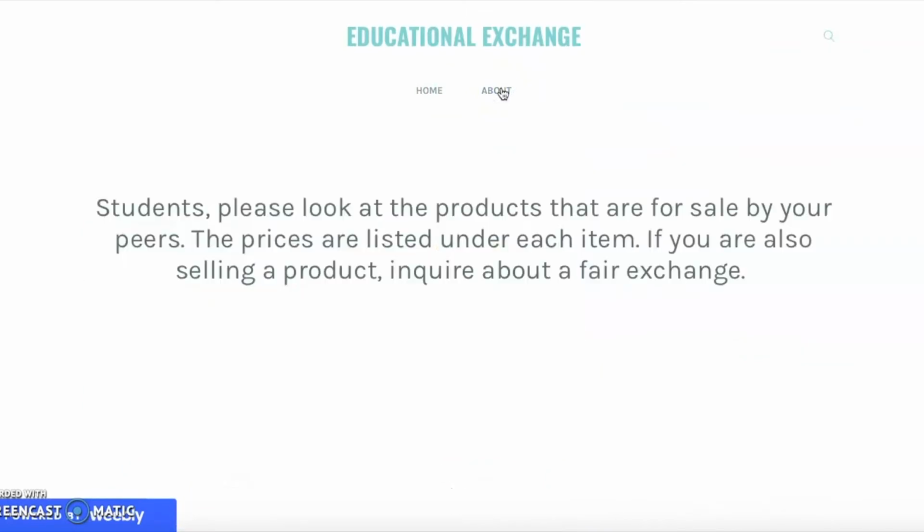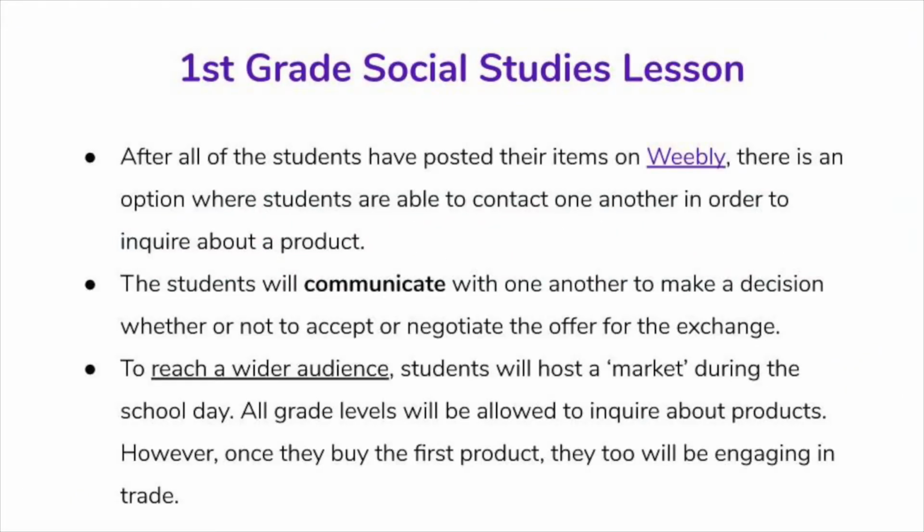The prices are listed as reference so that the students are able to see the value of the product that is up for exchange. After all of the students have posted their items on Weebly, the students will communicate with one another to make that decision whether or not to accept or negotiate the offer for the exchange. To reach a wider audience, the students will host a market during the school day for all grade levels.